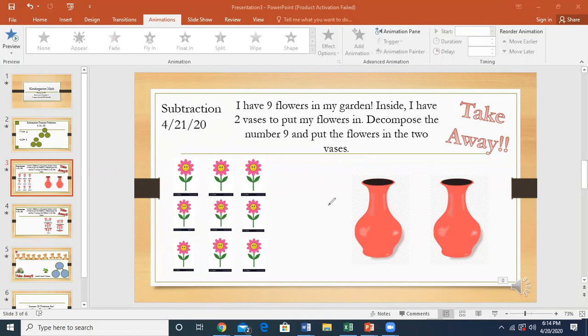All right, so when I bring my flowers inside, I have 2 vases. I want to fill my two vases with my flowers. What I would like you to do is I want you to draw these 9 flowers. Go ahead right now. Any way you can, just do a quick drawing for these 9 flowers. You can pause the video and you can come back when you have 9 flowers.